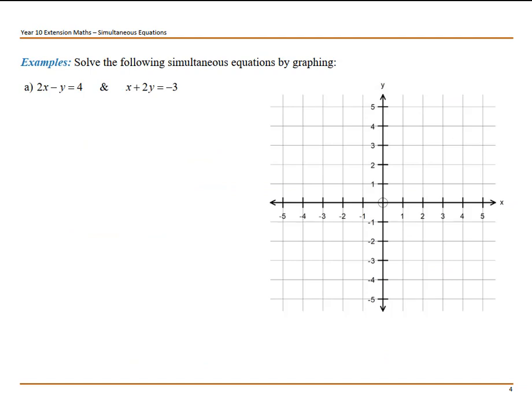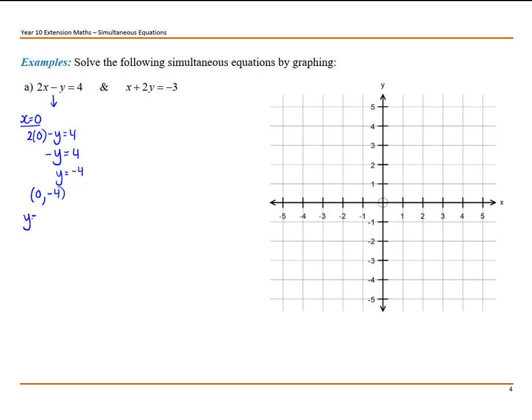So let's look at the first example. Solve the following simultaneous equations by graphing. We start by finding our x and y intercepts. If we are looking at our first equation, 2x minus y equals 4, we start by letting x equals 0. So we've got two lots of 0 minus y equals 4. So negative y equals 4, so y has to be negative 4. So our first point is 0, negative 4.